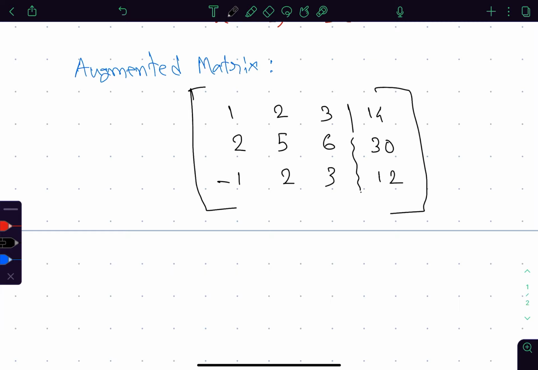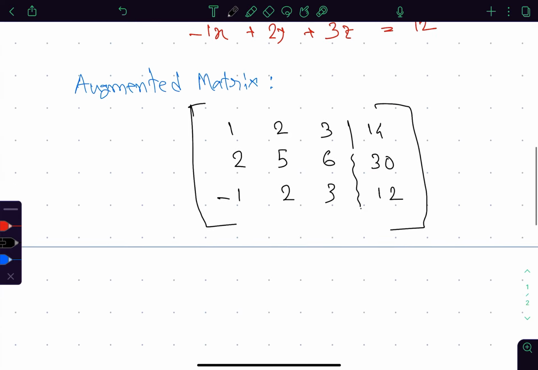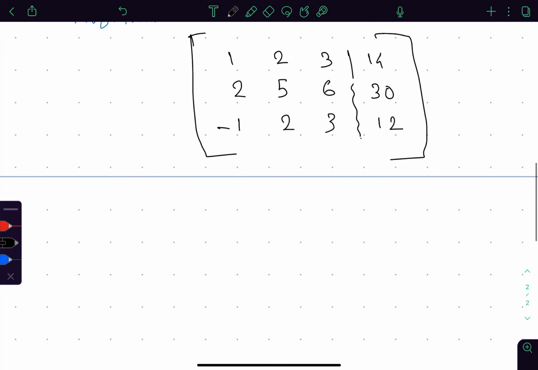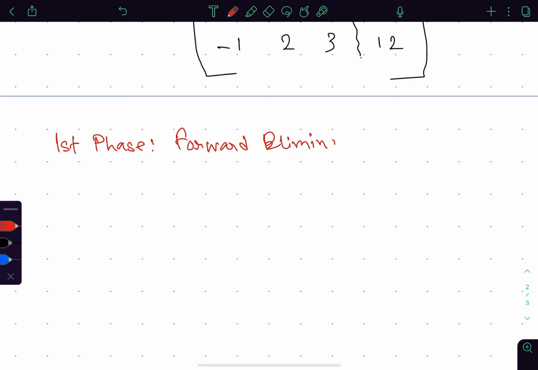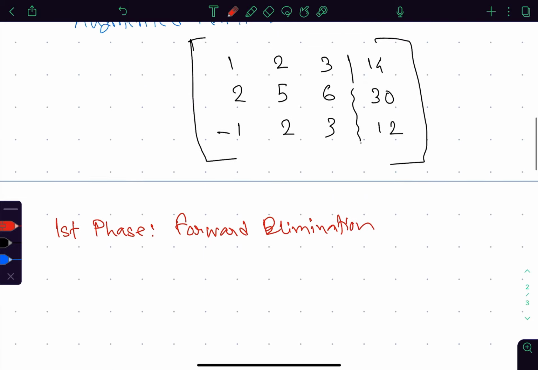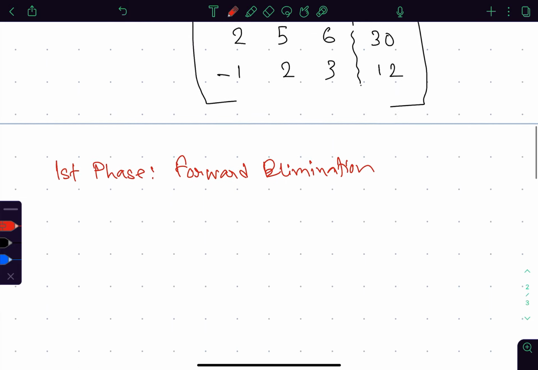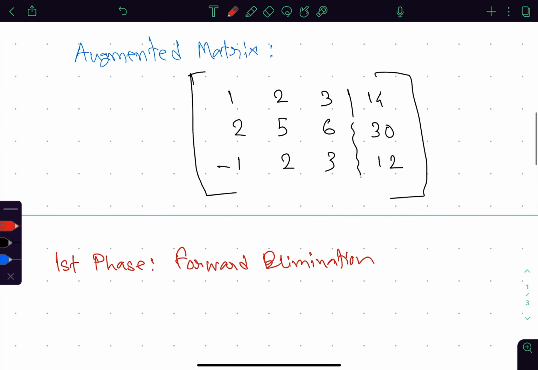Now we will try to do forward elimination. Yeah, forward elimination, the first phase. Let me write this again, or let's use the power of technology.